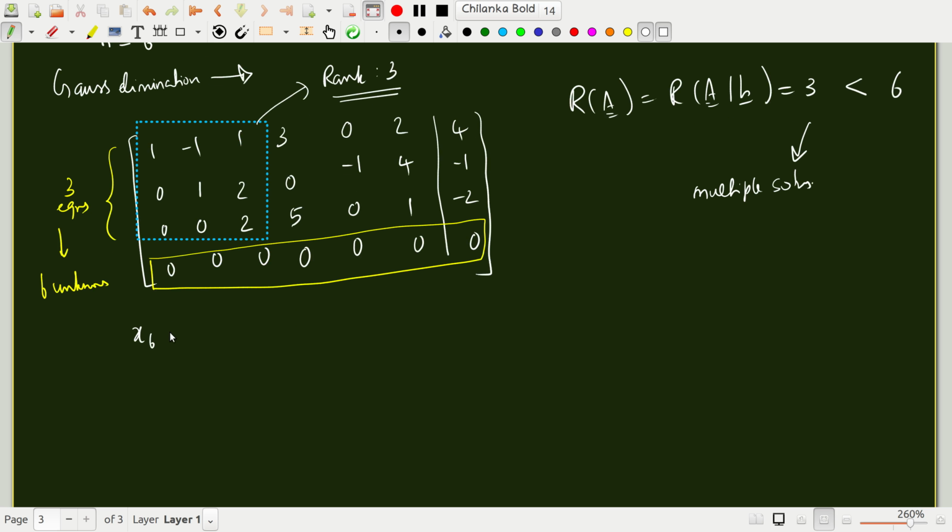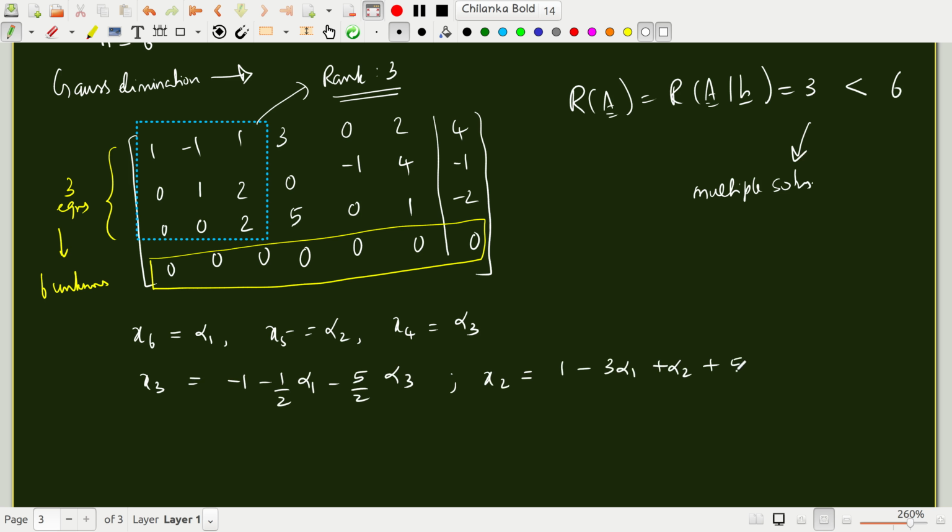So we can think of x6 as alpha 1. You have to by definition assume 3 of the unknowns, x6, x5, x4, to be arbitrary: alpha 1, alpha 2, alpha 3. If you solve for the other unknowns from these equations, you'll find that x2 is 1 minus 3 alpha 1 plus alpha 2 and x1 is 6 minus alpha 1 plus alpha 2 plus 9 by 2 alpha 3.